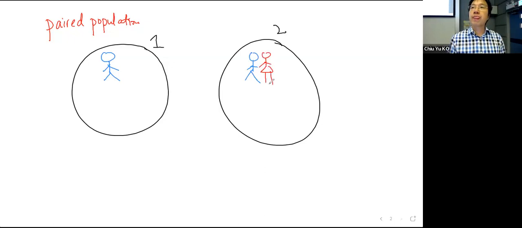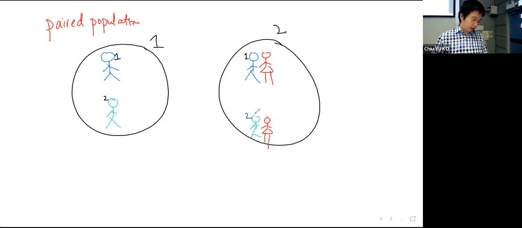We're asking how happy he is or how much time he spent on playing computer games, for example. The same guy. Guy number 1 here and guy number 1 here, and we have another guy number 2 here, and guy number 2 here. And he also got married. We asked after he got married how much time he spent on playing computer games, for example.